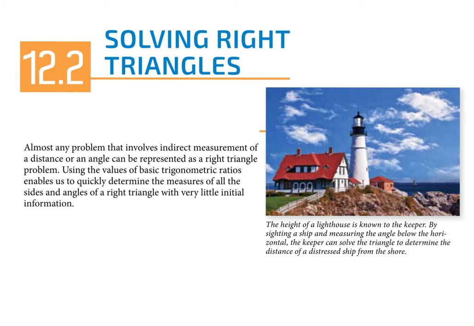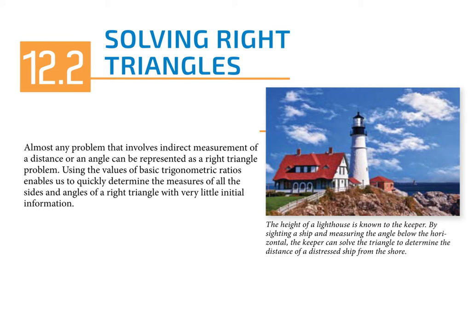Solving right triangles. So we are going to use the opposite, adjacent, and hypotenuse to solve for sides and for angles that are missing in right triangles. This little paragraph here says almost any problem that involves indirect measurement of a distance or angle can be represented as a right triangle. Using the values of the basic trig functions enabled us to quickly determine the measure.